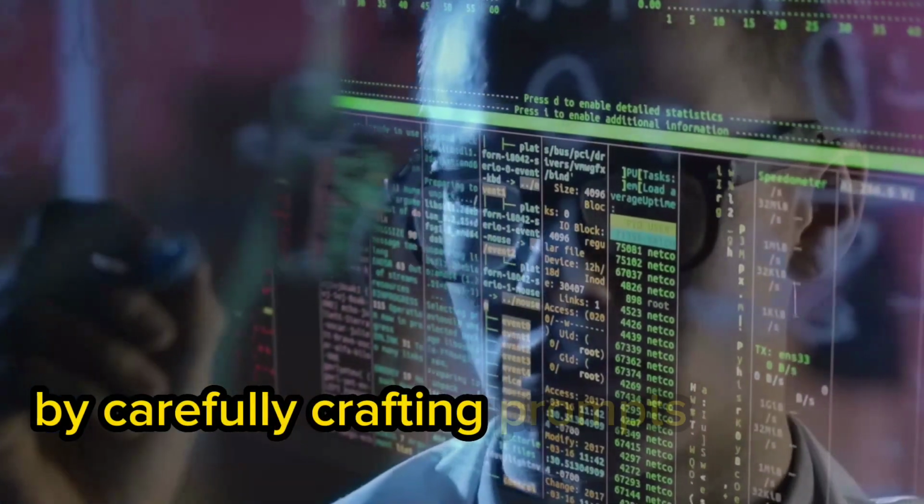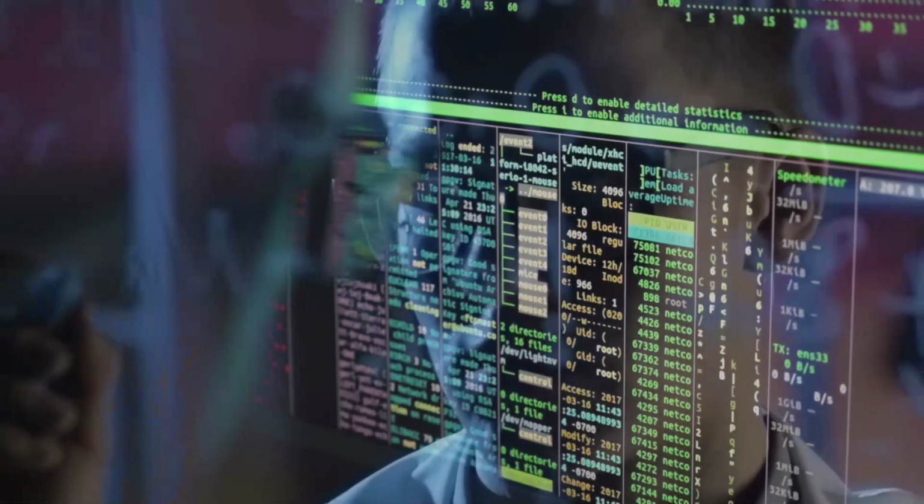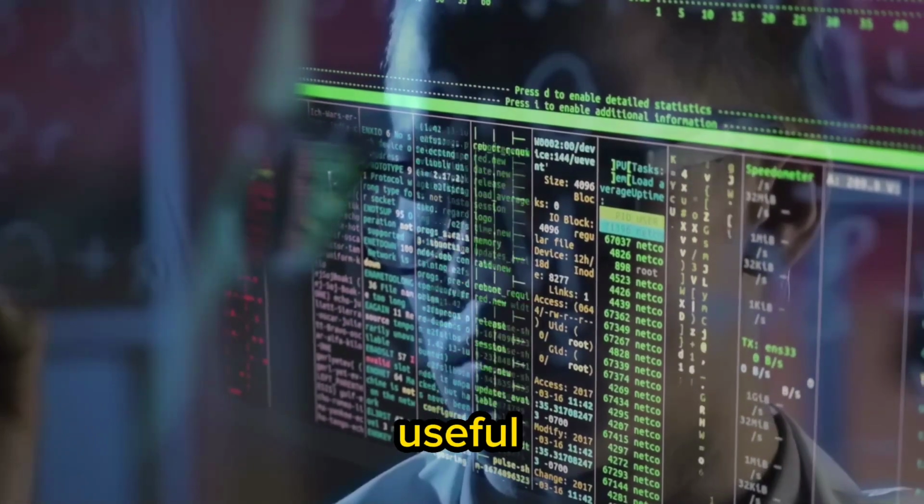By carefully crafting prompts that are tailored to your needs, you can generate responses that are more accurate and useful.